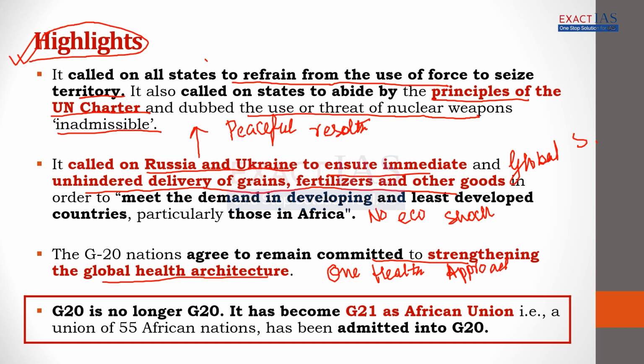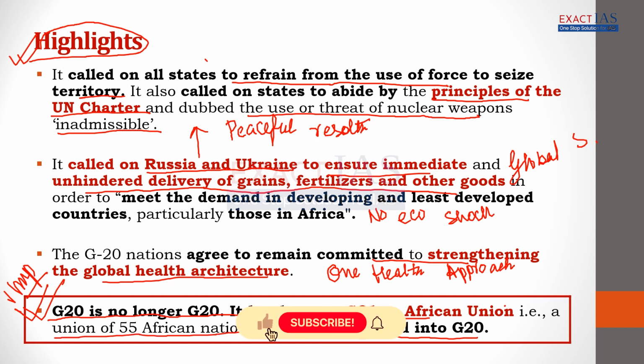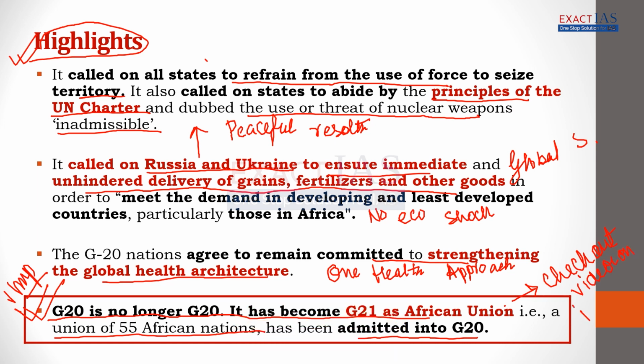health system. But one of the biggest outcomes of this G20 summit was that G20 is now no longer G20. It has become G21 as African Union was admitted into this group. Now African Union is basically a coalition of 55 African nations. We have thoroughly discussed the importance of inculcating African Union into this G20 group. We are attaching the short video in the description box. Do check it out to understand the importance of admitting African Union into this G20 group.